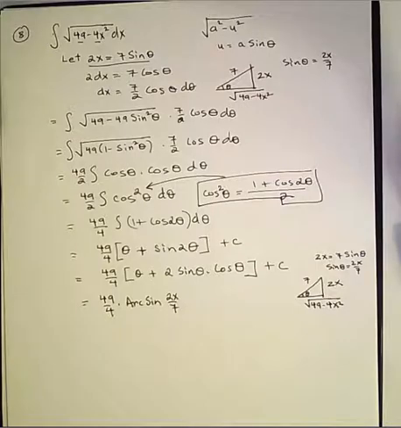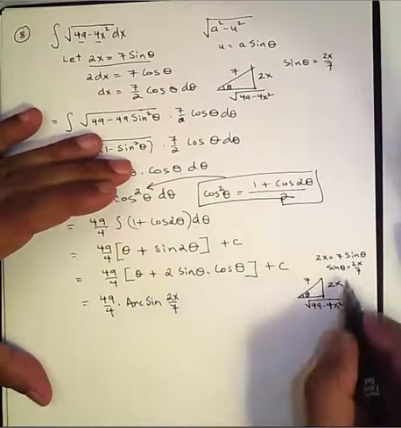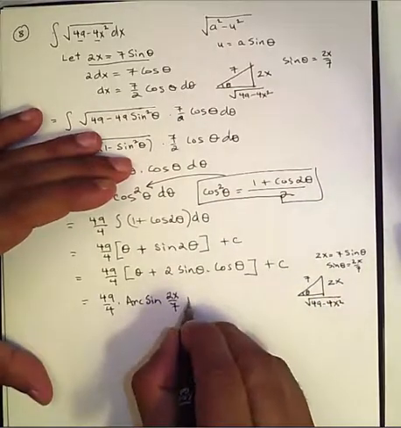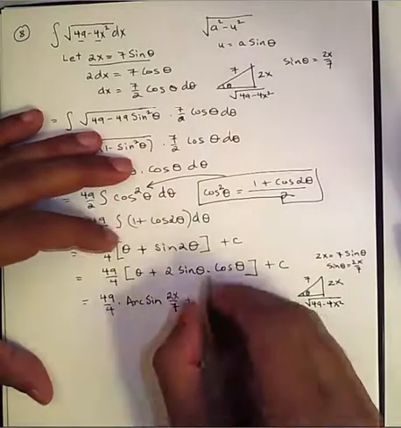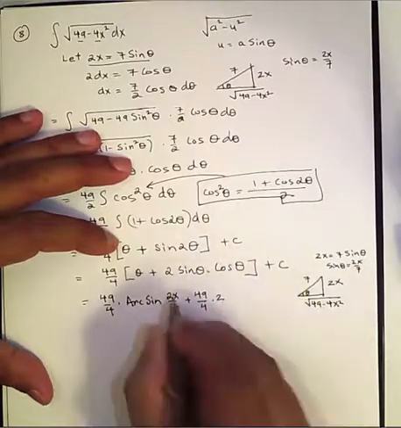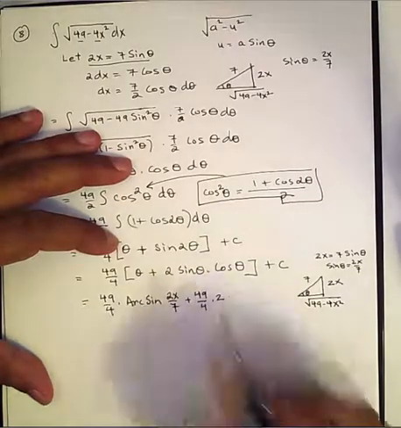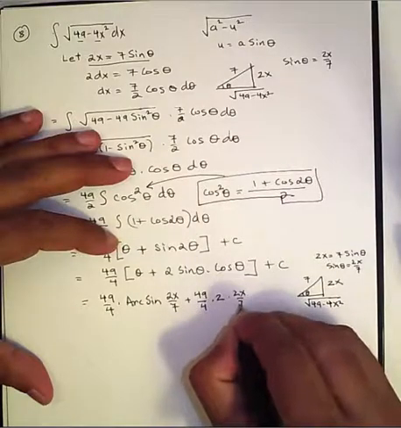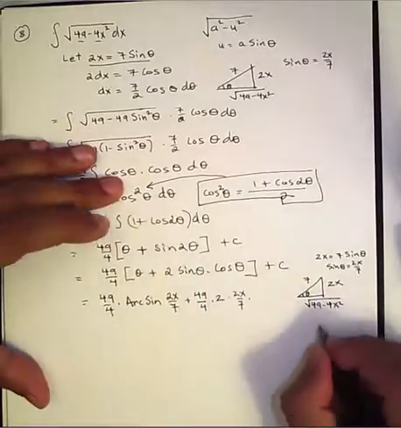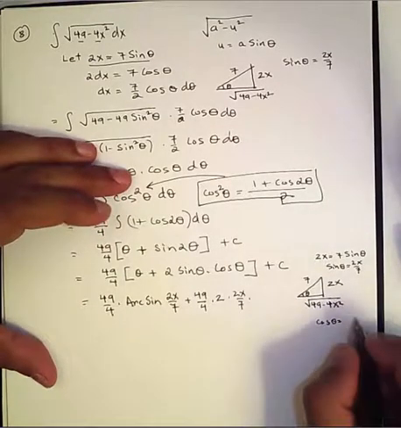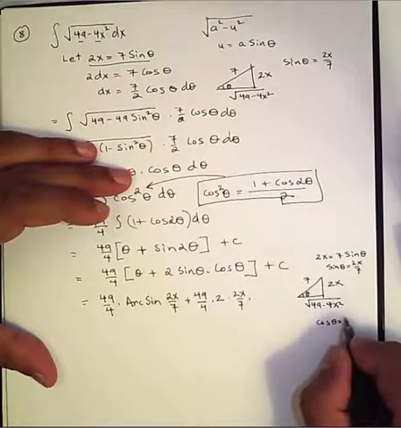Check your understanding on that. So from here, theta will be sine inverse of 2x over 7. Now to the next part: 49 over 4 times 2, that's from this 2. What is sine theta? 2x over 7. What is cosine theta from this triangle? Adjacent over hypotenuse. So that's this guy.